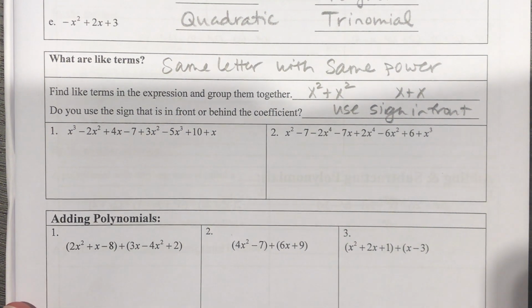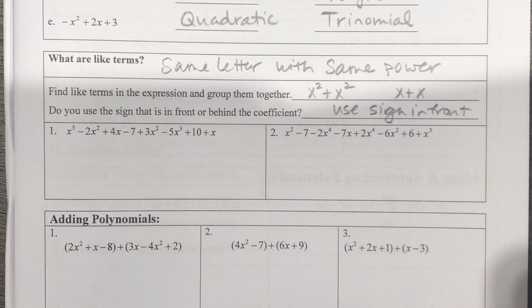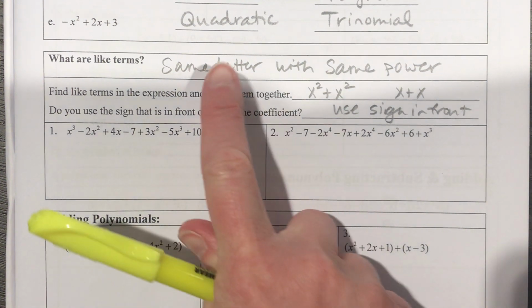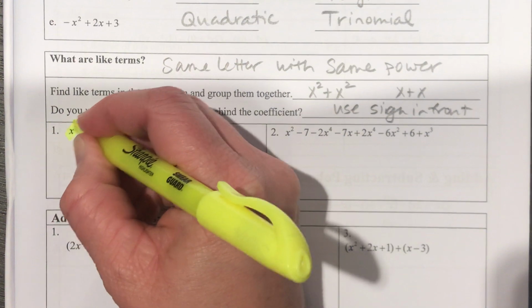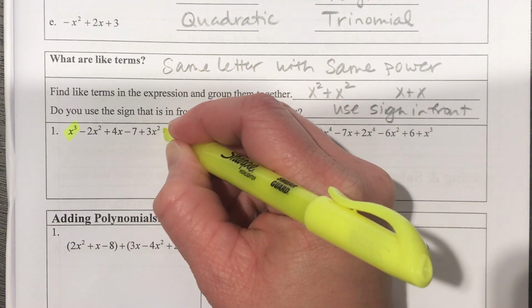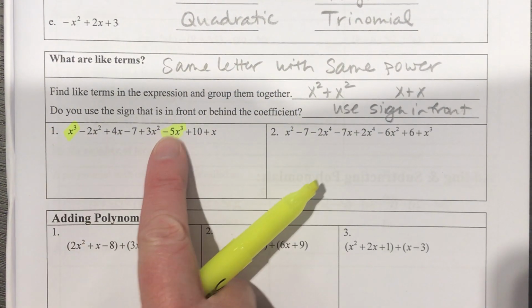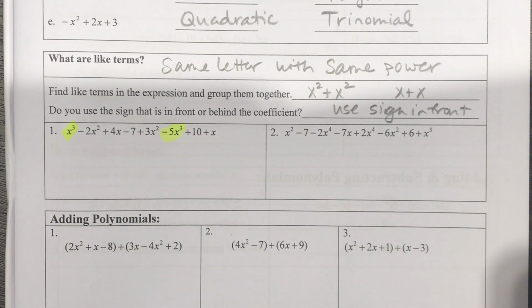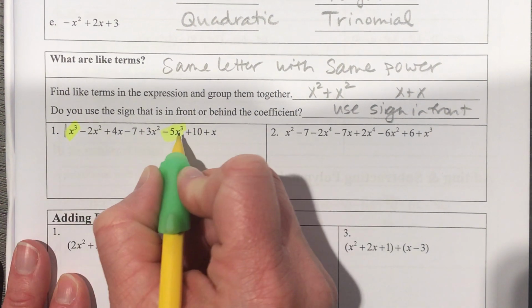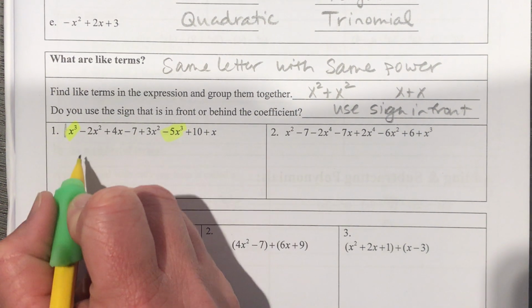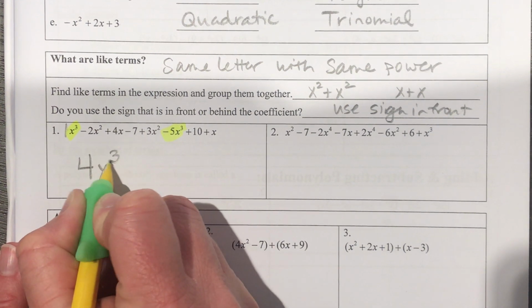So like terms, what you want to do is highlight terms that are alike because they have the same letter with the same power. So I see an x cubed term here. I see another term that has a cube. And so those two terms I'm going to combine together because they have the same letter, and that letter has the same power of a 3. And I have 1x, and I'm going to subtract 5. 1 minus 5 is negative 4x cubed.